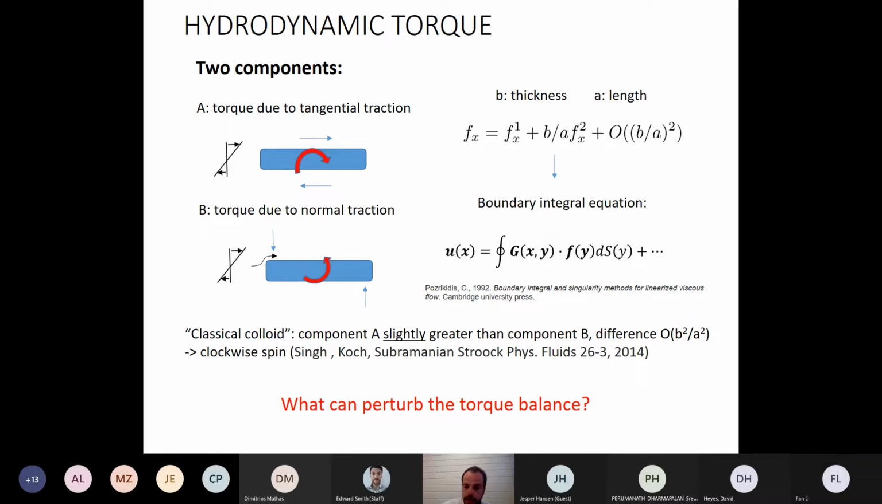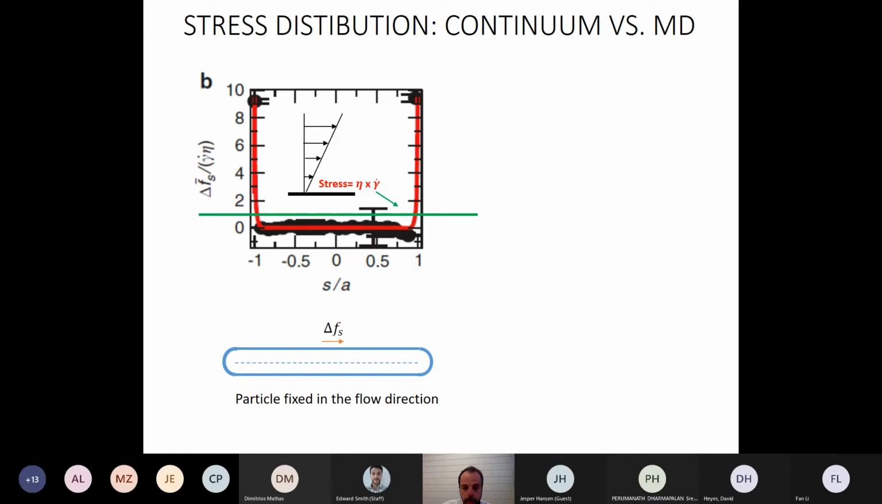And this analysis tells us that the first contribution to the torque is slightly larger than the second contribution to the torque. The difference is extremely small and is of the order of (b/a)², where b is the thickness. So even a tiny, very small change to the boundary conditions can perturb this very delicate torque balance. What can perturb the balance in our case?